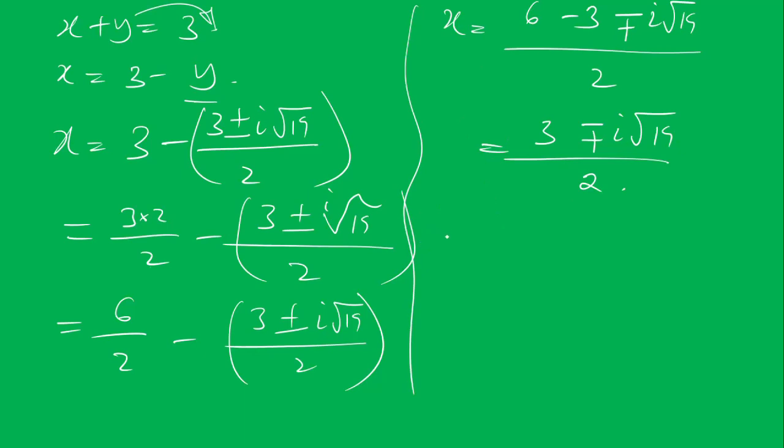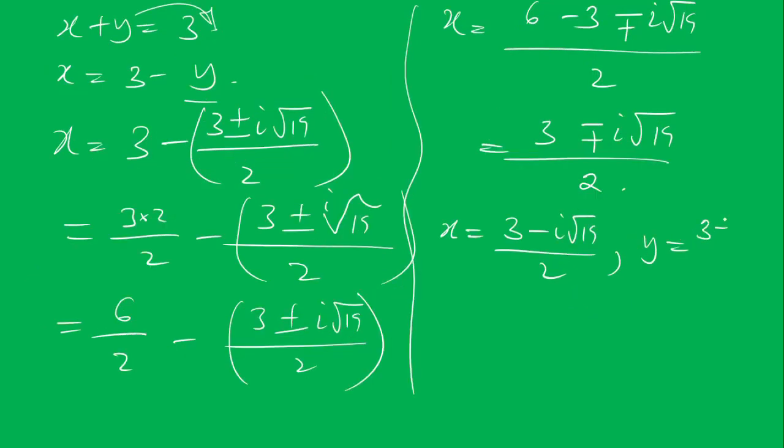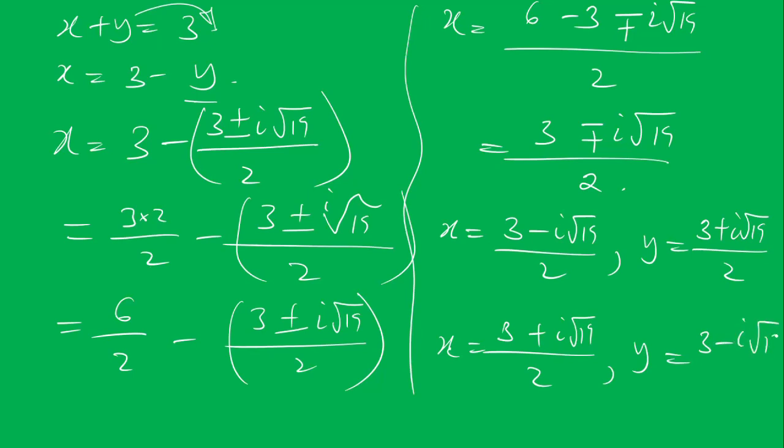So from here, it means that where x is equal to 3 minus i square root of 19 all over 2, y is equal to 3 plus i square root of 19 all over 2. And where x is equal to 3 plus i square root of 19 all over 2, y will be equal to 3 minus i square root of 19 all over 2. Now you can see that if you add x plus y, these imaginary numbers will cancel each other because they have opposite signs. So 3 plus 3 gives you 6, divided by 2 gives you 3. So this is the final answer, and these are complex numbers.